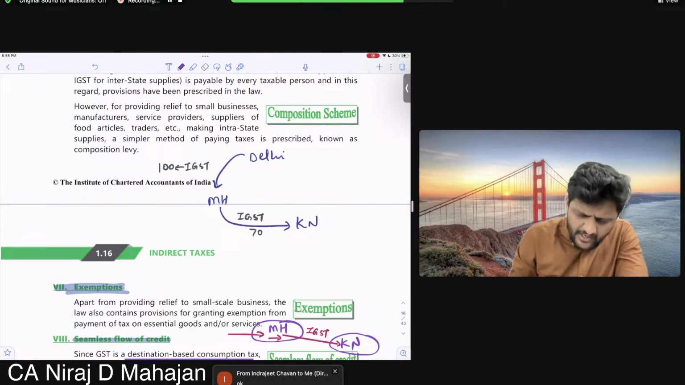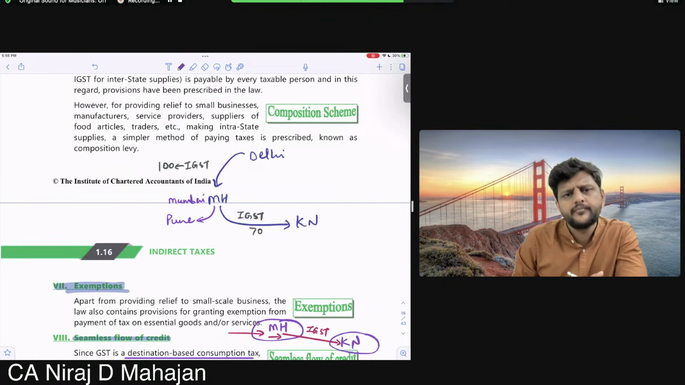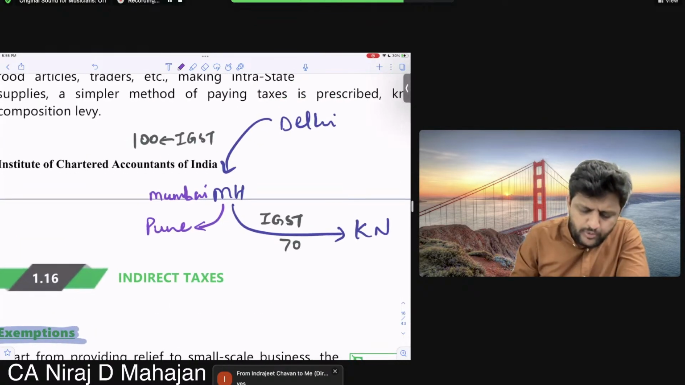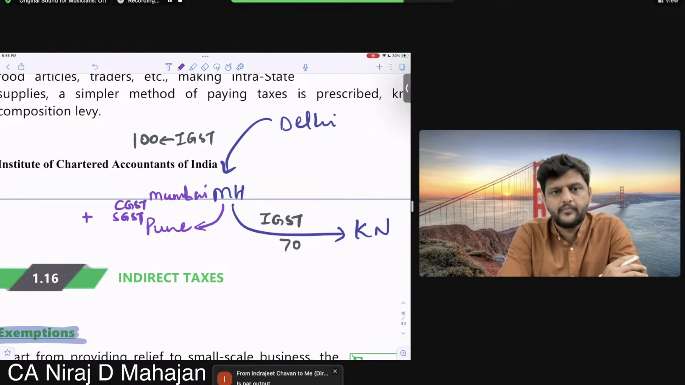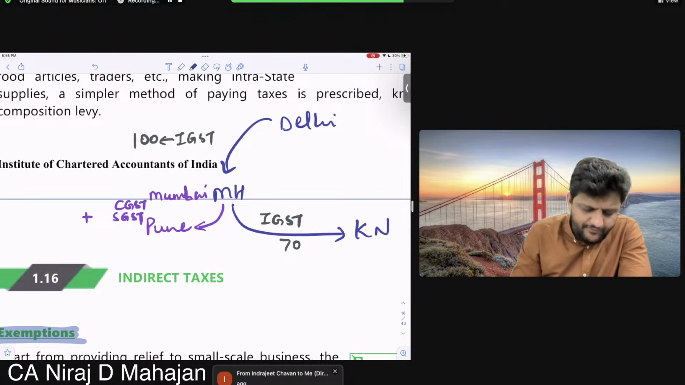Let us say this Maharashtra vendor was of Mumbai. Is that fine? He sold some other items to a Pune vendor. Pune is also in Maharashtra, right? Correct, Elia? He sold some other items also. Now here you are aware that output will be what now? CGST plus SGST. Agreed or no? All of you tell me. Okay, till here all of you okay? Fine.